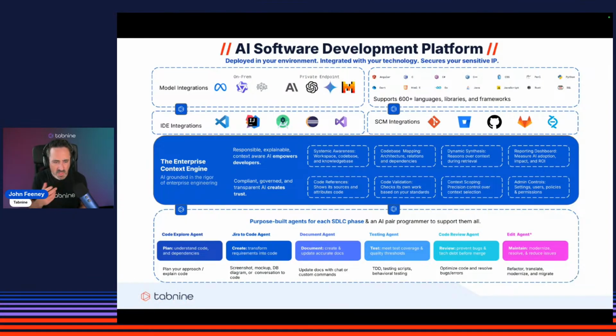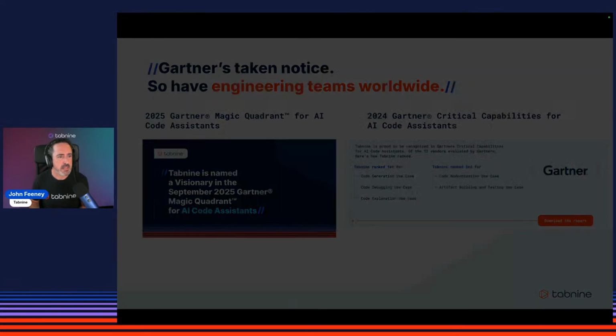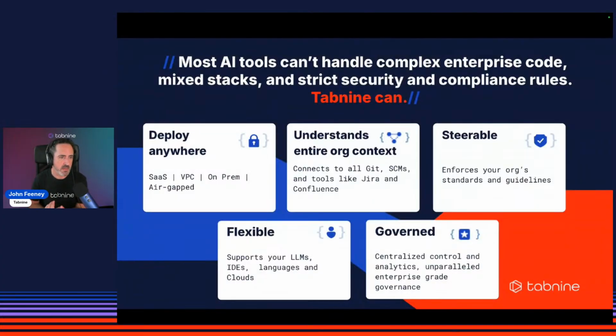So that's Tabnine very quickly. And again, I mentioned Gartner just a couple of weeks ago. They've named us as a visionary in the category of AI coding assistants and number one in a number of capabilities. And I think this slide here really just encapsulates who we are. So we can deploy anywhere. If you want to use Tabnine as a public SaaS service or as a private SaaS service, that's possible. Or if you want to go on-premise or indeed air-gapped, which is the topic of today's discussion, that is very much possible with us as well.